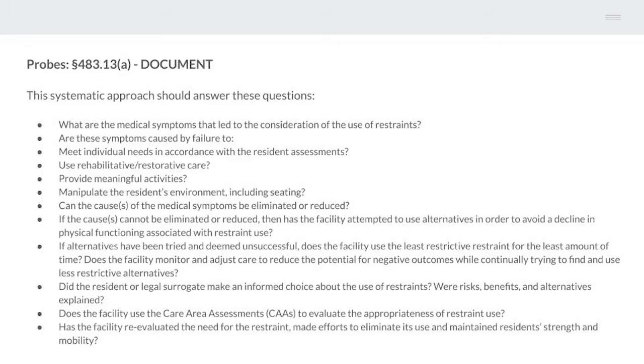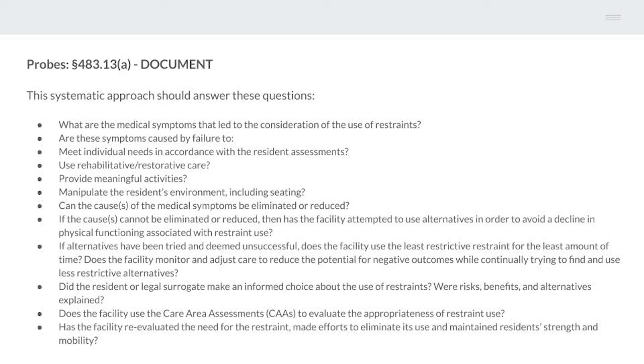If there is litigation, then the following needs to be documented, and we can't say that enough. Document, document, document. Number 1, what are the medical symptoms that led to the consideration of the use of restraints? Number 2, are these symptoms caused by a failure to meet individual needs in accordance with resident assessments, use rehabilitative restorative care, provide meaningful activities, manipulate the resident's environment, including seating?